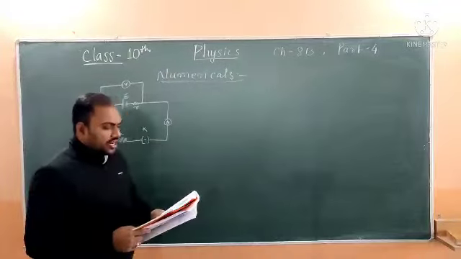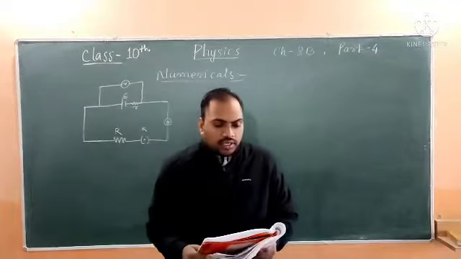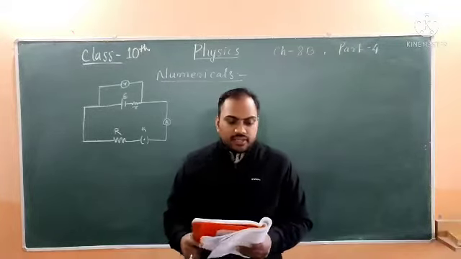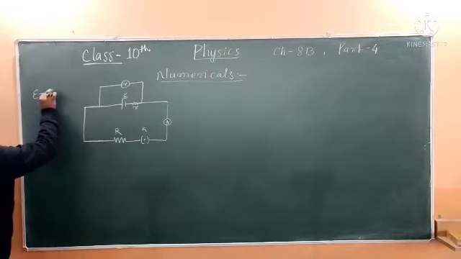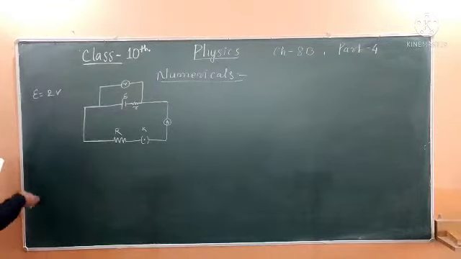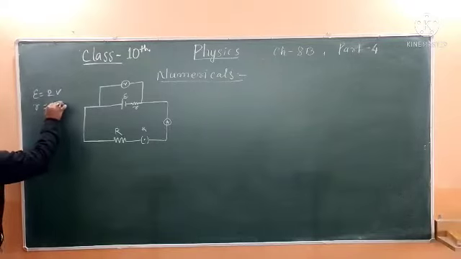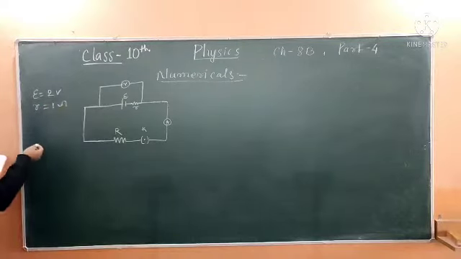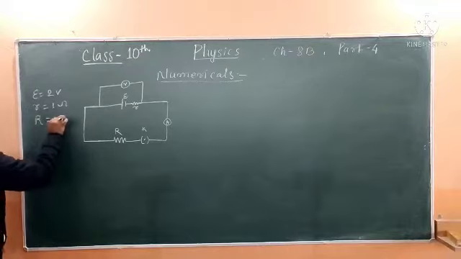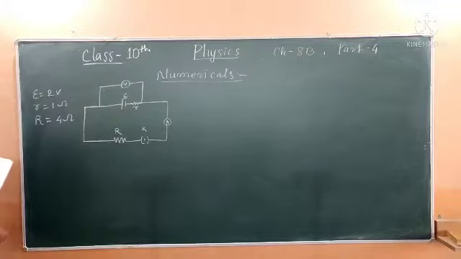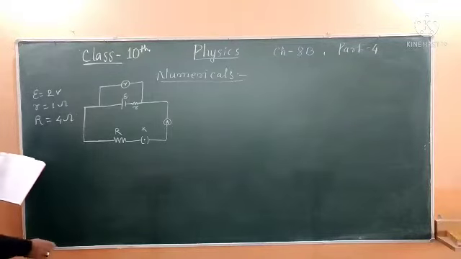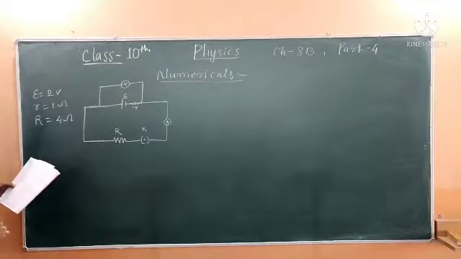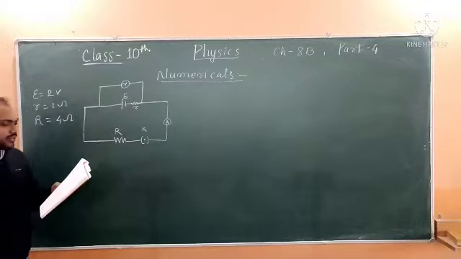Now, just understand what is the demand of the question. The EMF is given here. The EMF is equal to 2 volt. Internal resistance r is equal to 1 ohm. External resistance R is equal to 4 ohm. Ammeter and voltmeter are connected, and the demand of the question is, what will be the reading of the ammeter and voltmeter?